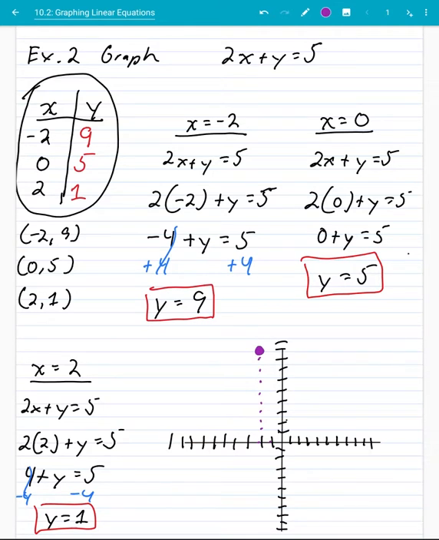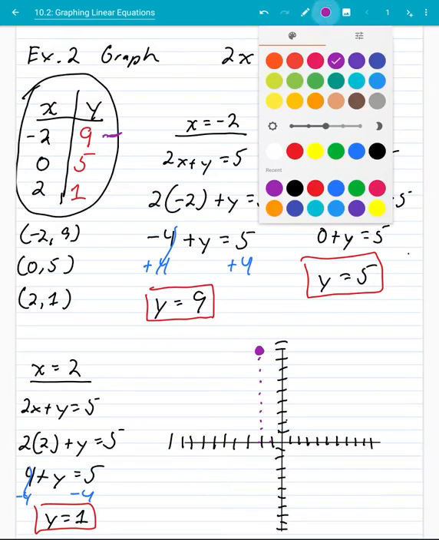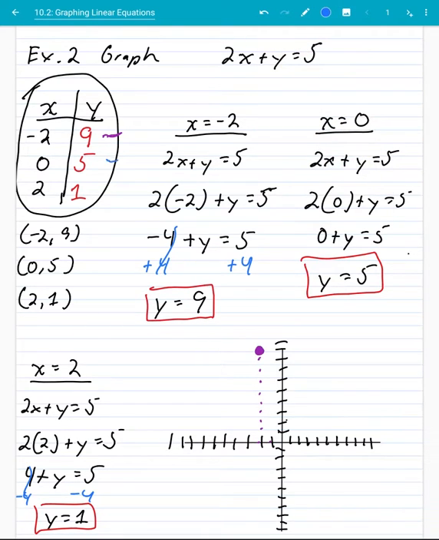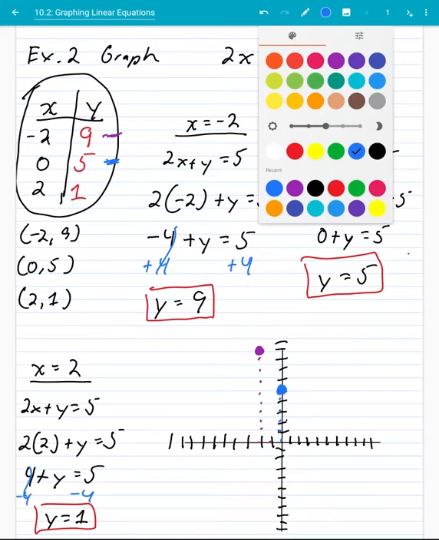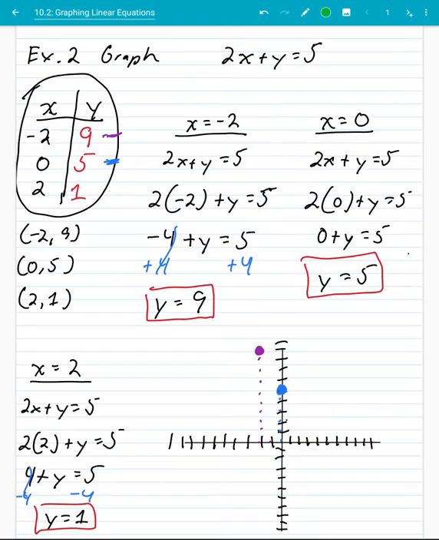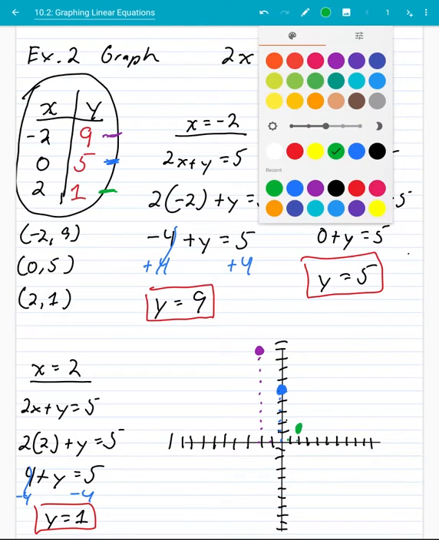And there we go. There's -2, -9. That was this point right here. I can just do a different color so we can demonstrate where the points go. 0, 5, that would be 0, left and right. We don't move left and right. We go up 5. 1, 2, 3, 4, 5. Right there. And then our other point, I'll do it in green. That would be 2, 1. That'd be 1, 2 to the right, up 1. There's our 3 different points.